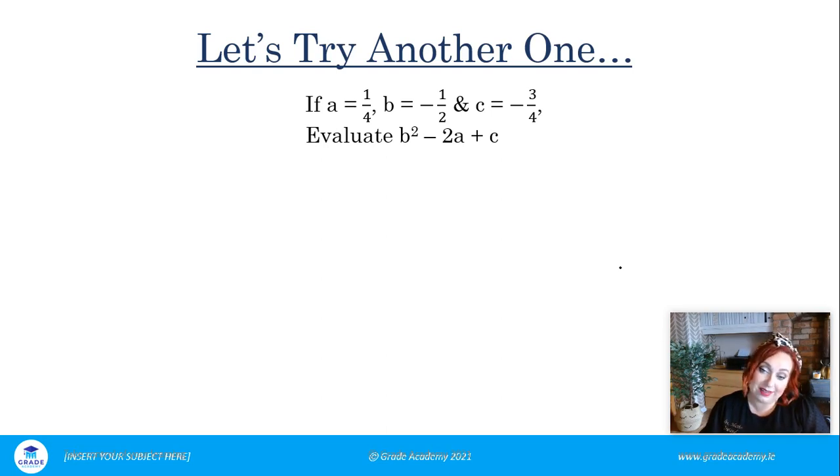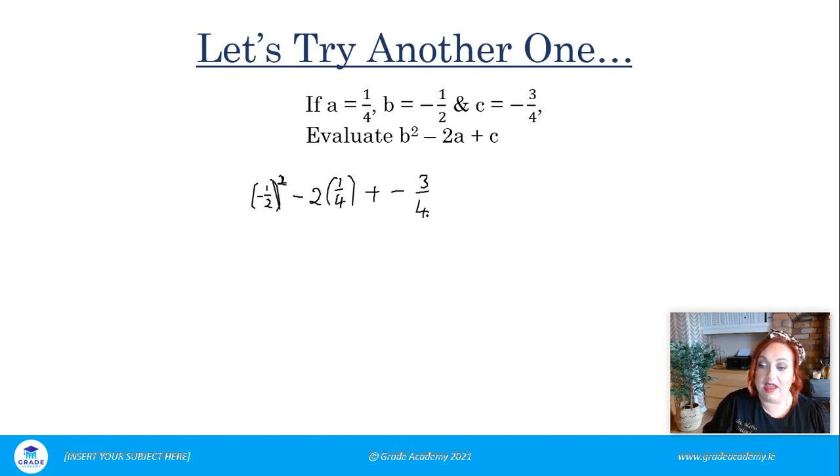Yes, okay, it doesn't look the same, but the way you use it is pretty much exactly the same thing. It's just a value. All right. So again, I'm going to take B and replace B with minus a half. I'm going to take my A and replace my A with a quarter. Plus, and then I'm going to take my C and replace it with that.